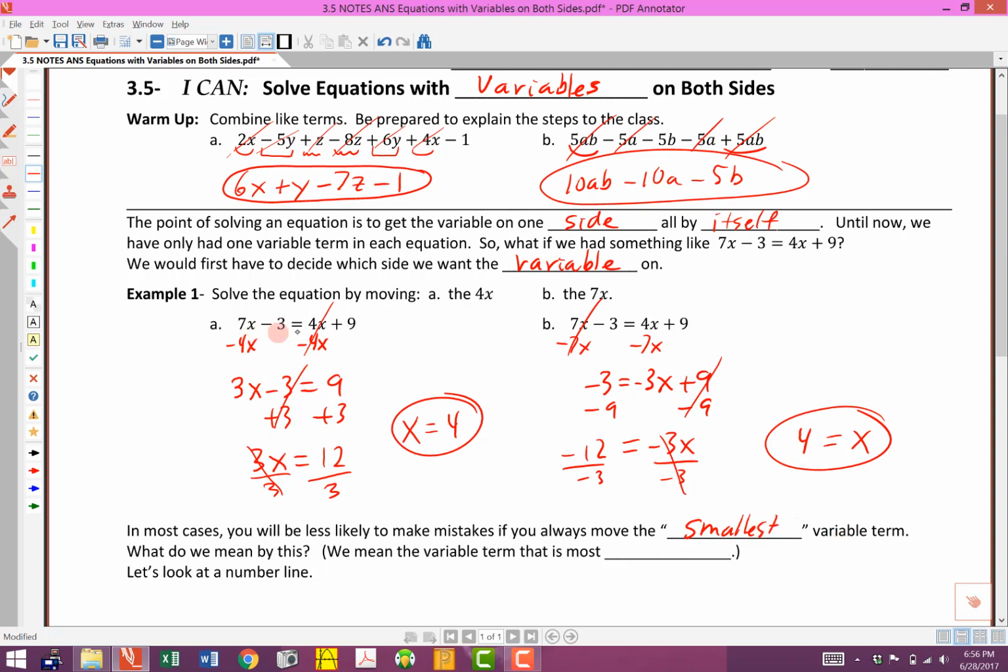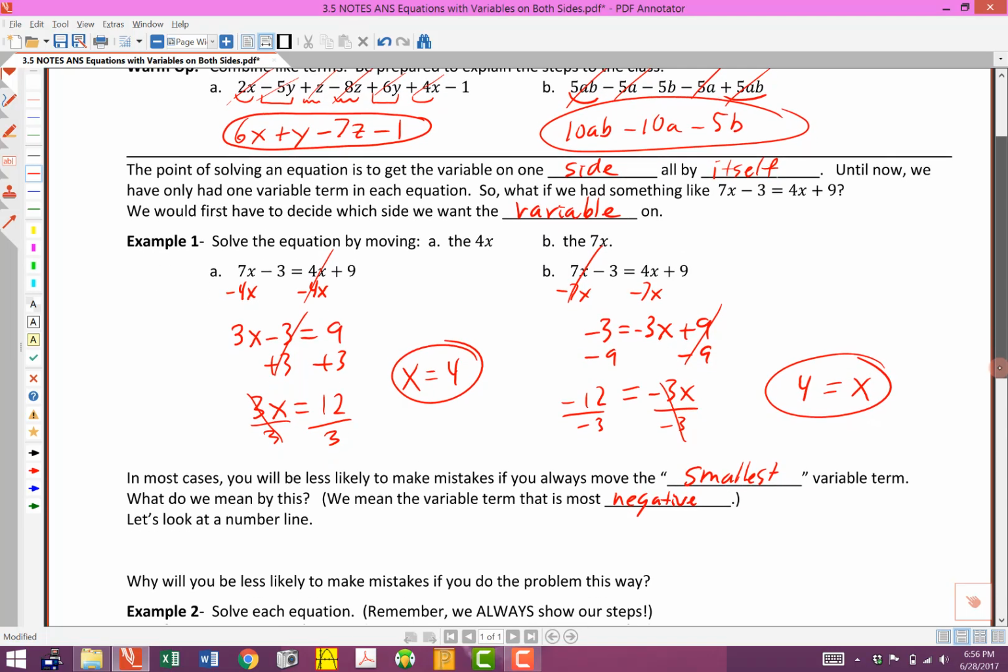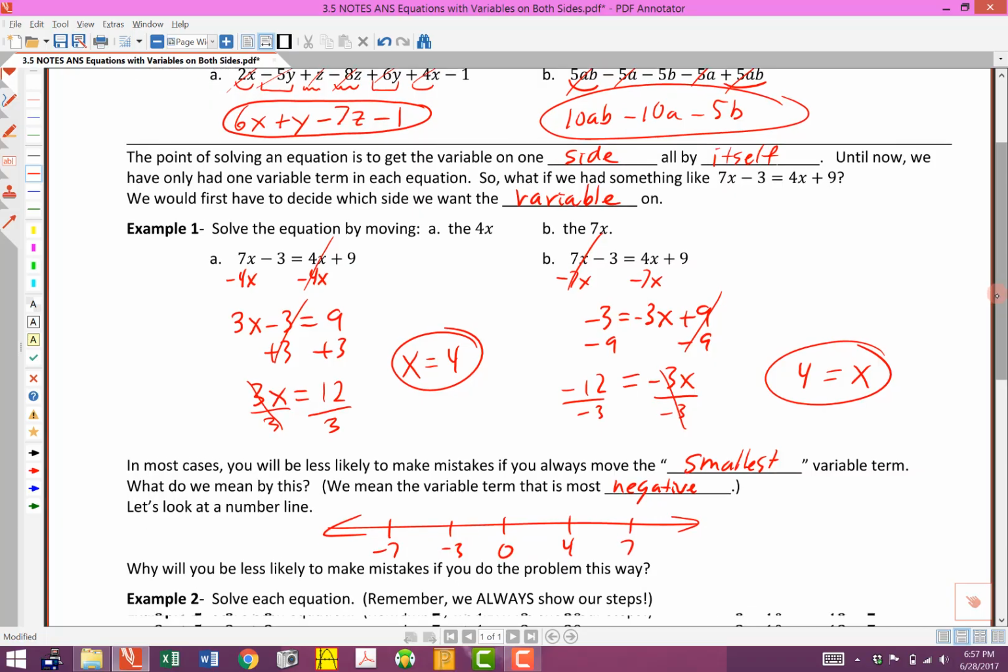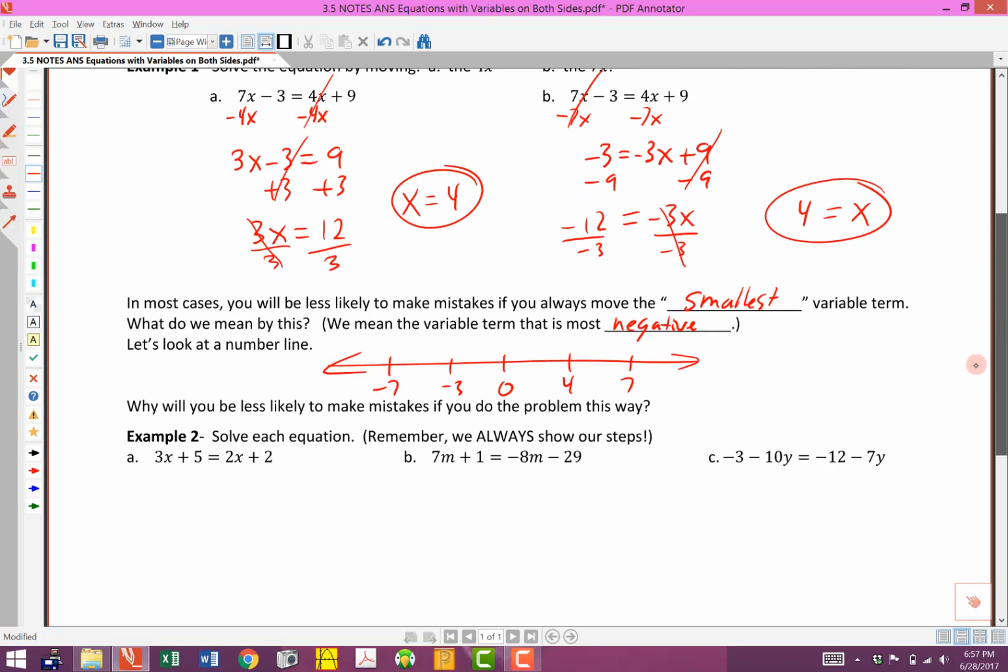So if we've got a choice between moving a 7x and a 4x, if we move the smallest one, meaning the one that is most negative, and by the most negative, what we mean is the furthest left on the number line. So if we were to look at these numbers, so here's 0, here's 4, and here's 7. Clearly 4 is smaller than 7, but if we had a choice between, say, 4 and negative 7, or 4 and negative 3, this is the smaller number because they're further to the left. So when we say the smallest, we mean the furthest one to the left on the number line, or the one that's most negative is another way to say it.